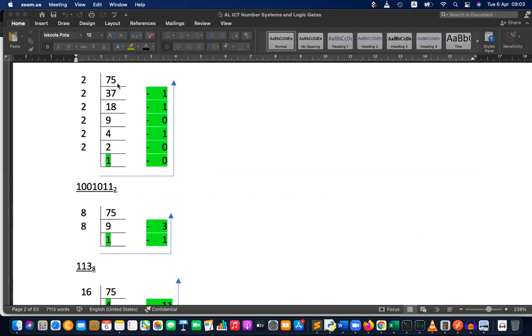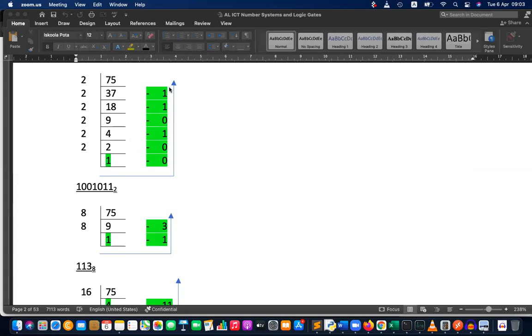So anyway, if you divide a number, this is another thing. If the number is odd, it will remain 1. Here 37 is odd, so the balance will be 1. But 18 is even. If an even number is divided, then it is 0. This is odd, then it's 1. This is even, then 0. This is even, 0. So understood? Right. Okay.